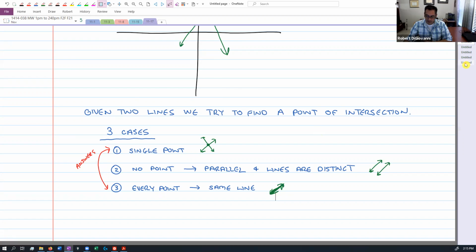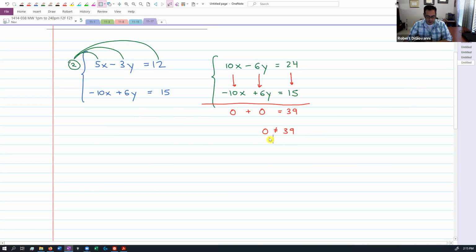Look at what we got here at the end. We got this statement at the end that is not true. This is telling us something's going on. 0 doesn't equal 39. This is the case where you have no solution. This is the case where these were parallel lines. So this right here tips you off. You say no solution. All right, no solution.